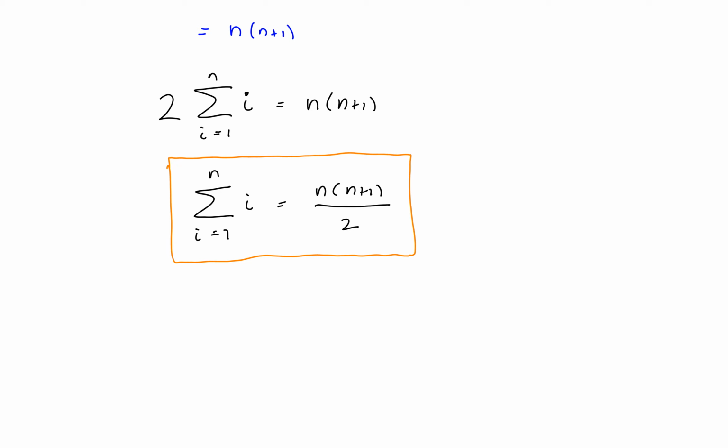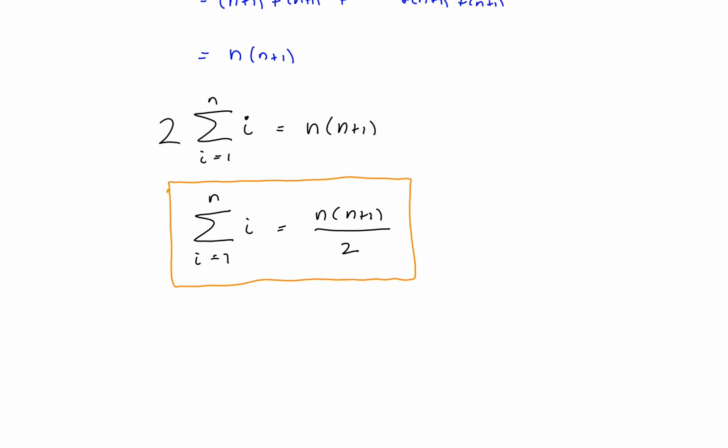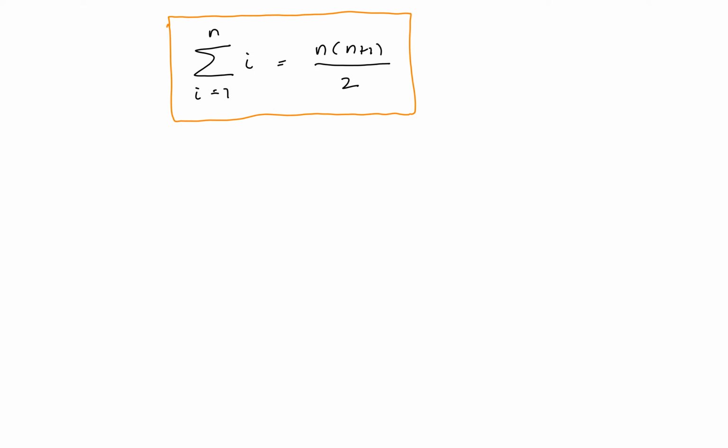The next one's a little bit more difficult yet. We need another trick that isn't quite so obvious of just rearranging things. So for the next one, I'm going to use another trick. So let's write down what we're trying to solve here. So we're trying to figure out this sum.